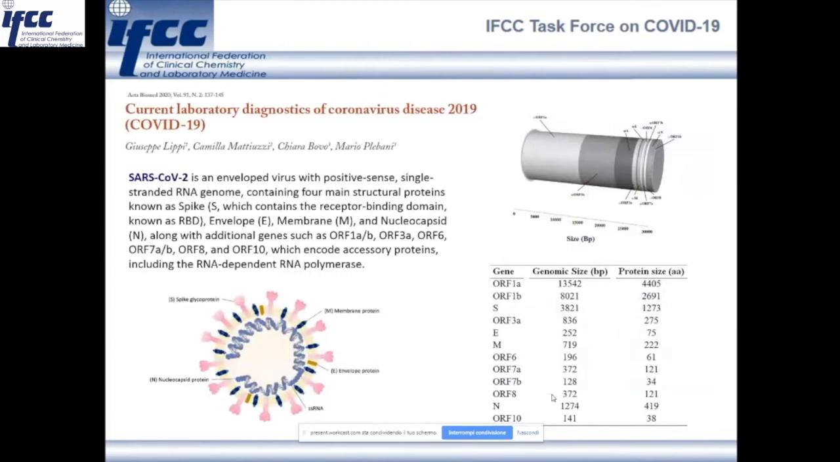SARS-CoV-2, as all other coronaviruses, is an enveloped virus with a positive-sense single-strand RNA genome, encoding 4 leading structural proteins, which are known as spike, which also contains the receptor binding domain through which the virus binds to its natural receptor at the surface of the host cells, the envelope protein, the membrane protein, and the nucleocapsid protein. The genome of SARS-CoV-2 also contains additional genes which encode accessory proteins, including the RNA-dependent RNA polymerase, which is essential for viral replication.